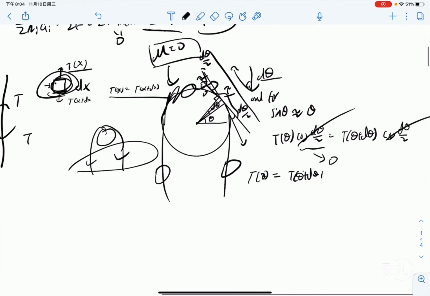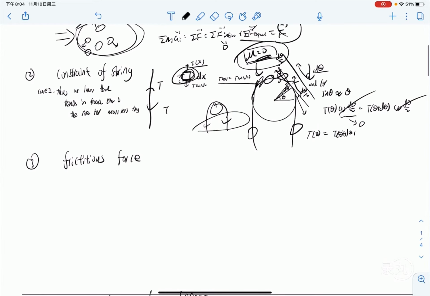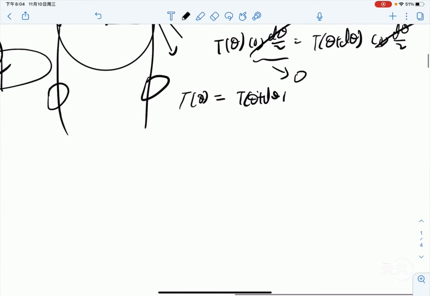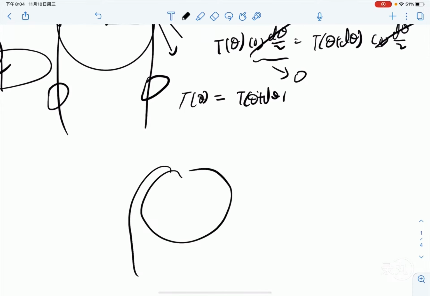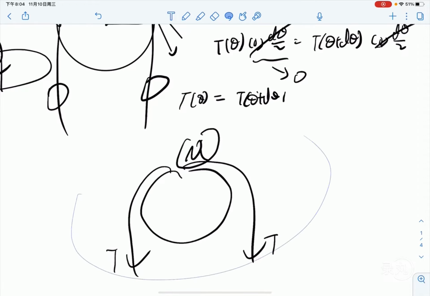And in most cases, we consider mu as 0 in many problems in the F equals ma competition. We'll talk about how the tension is different if there is friction over here later.